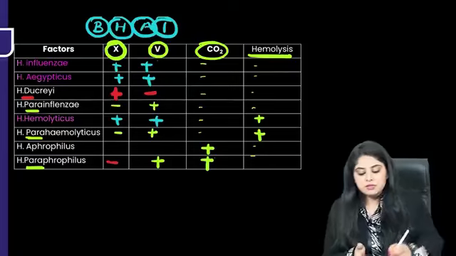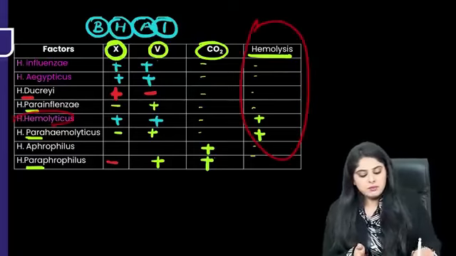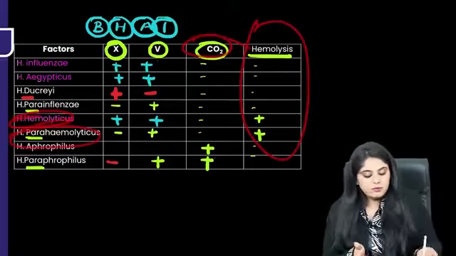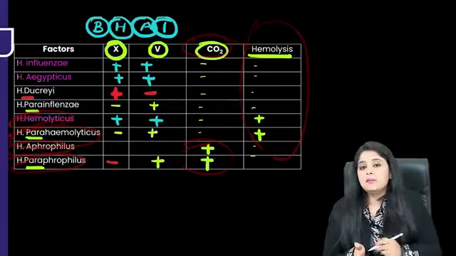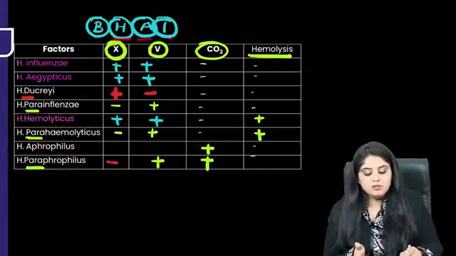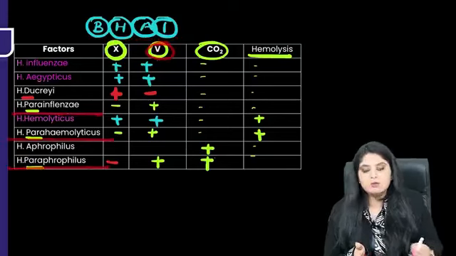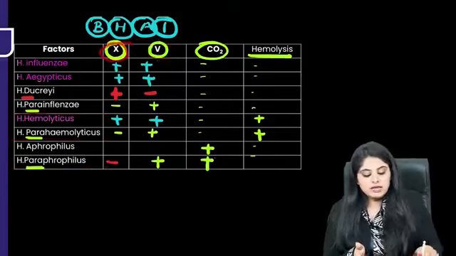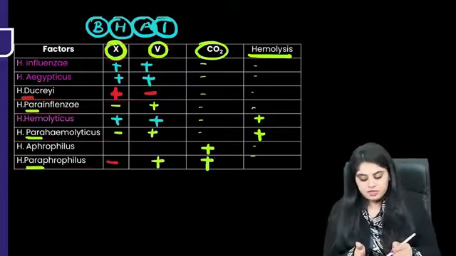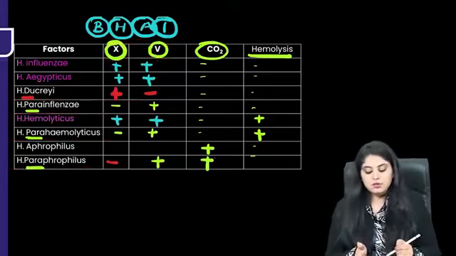I told you it's a 1 minute table, so simple. In hemolysis, put hemolysis, in CO2 put the afro ones, and in bhai you will put hemolyticus, aegyptius, and influenzae. In only 5 you will put all the para ones, and in only 10, that is Ducreyi. Haemophilus is also done for you.